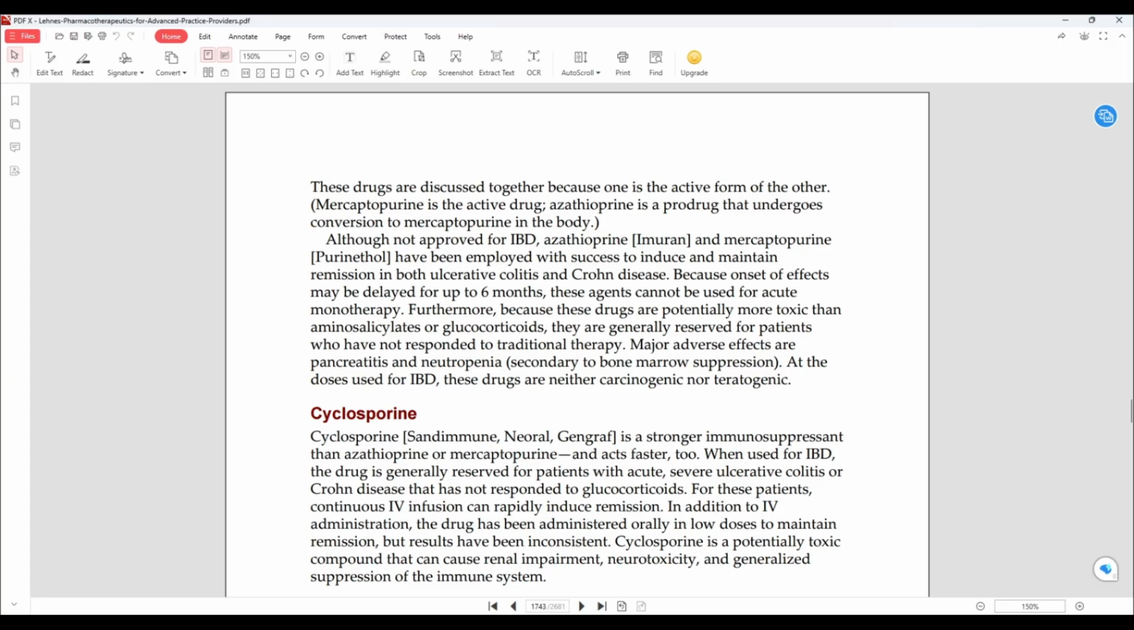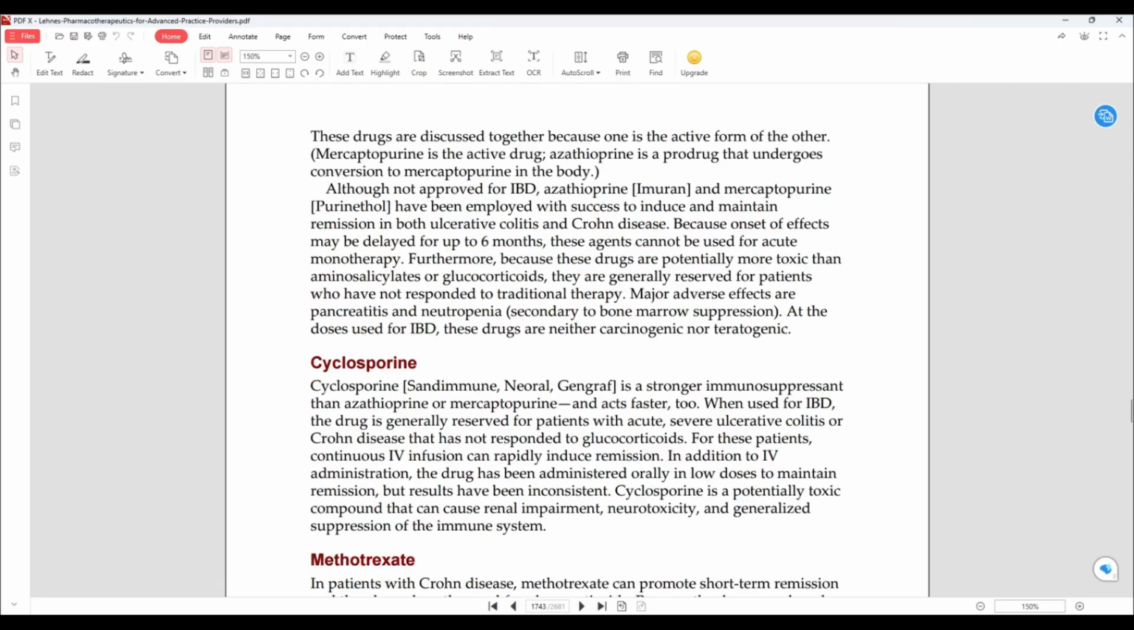acute monotherapy. Furthermore, because these drugs are potentially more toxic than aminosalicylates or glucocorticoids, they are generally reserved for patients who have not responded to the traditional therapy. Major adverse effects are pancreatitis and neutropenia. At the doses used for IBD, these drugs are neither carcinogenic nor teratogenic.